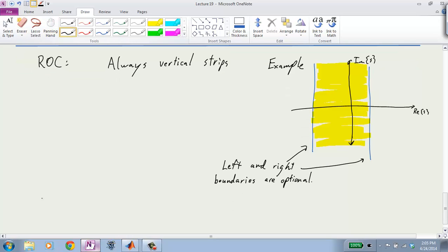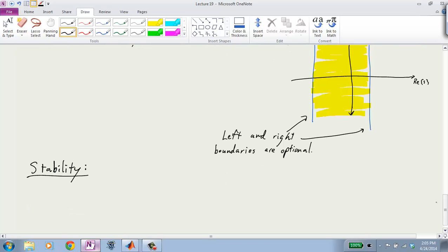Now, we understand something about stability as well. By stability, I mean, so far we're just talking about the Laplace transform of a signal. But let's say that signal is the impulse response. Let h of t be the impulse response of a system. Because really, that's going to be what we use this Laplace transform for. Okay, so this is the impulse response of a system.